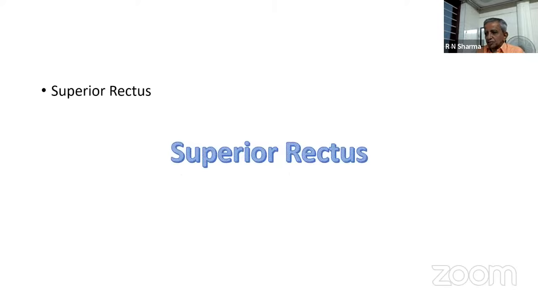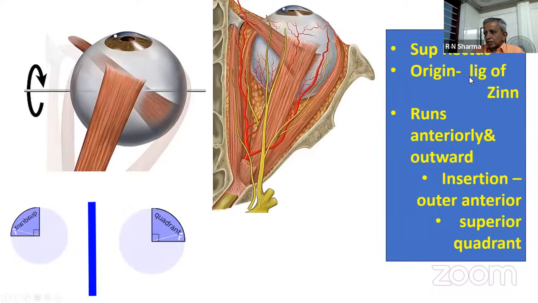Now look at each of the muscles. Now superior rectus: origin from the ligament of Zinn, runs anterior and outward, insertion to the anterior superior outer quadrant. This is the globe, anterior superior outer quadrant. It is somewhere here. When it pulls, it will go upward, so it's an elevator. And it is in the outer quadrant, so it will turn it medially, so it's an adductor. And it is outside the 12 o'clock meridian, therefore it will turn it medially in a rotary fashion. Therefore, it becomes an intortor.